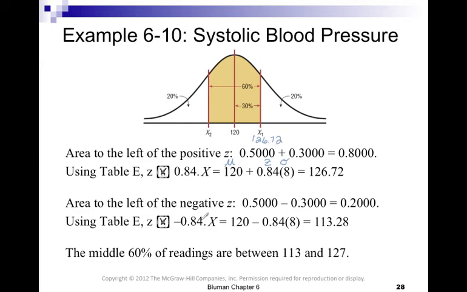Okay. Then this one is 120. That's our mu. And if you wanted to say it's plus negative 0.84 because the z-score was negative, so the z-score times the sigma, and we get a score of 113.28. So 113.28 is our lower score. So the middle 60% of the readings are between 113 and 127. Okay.